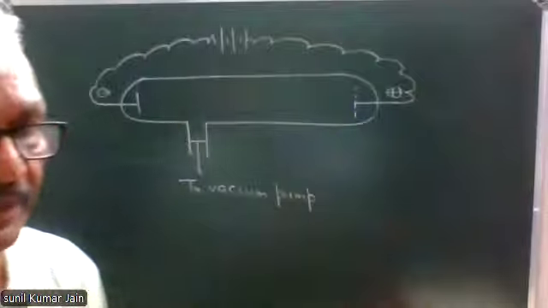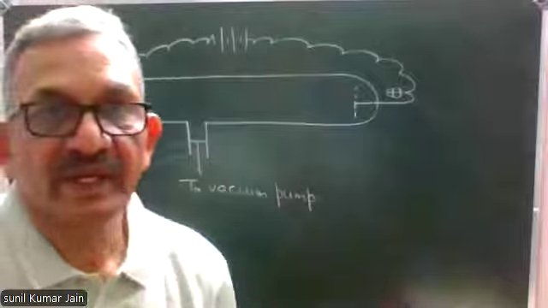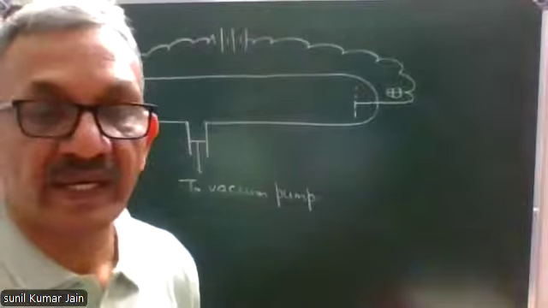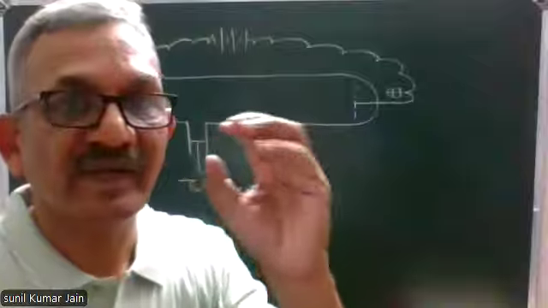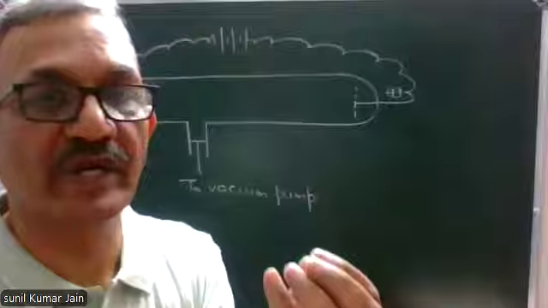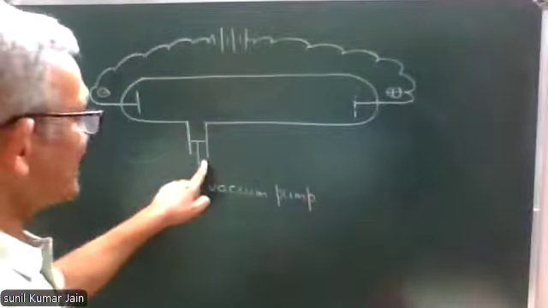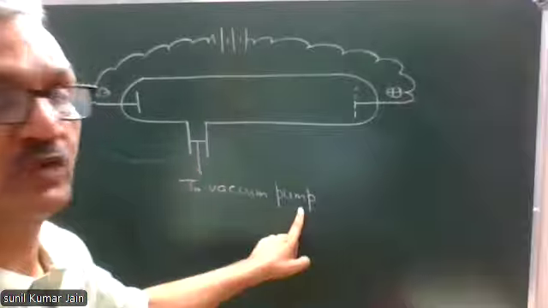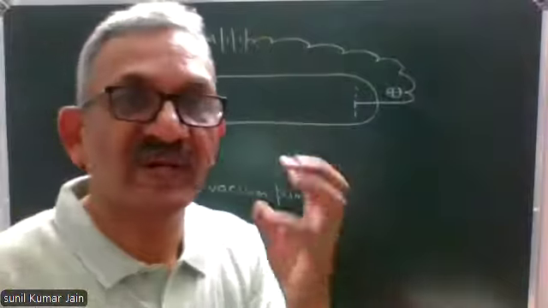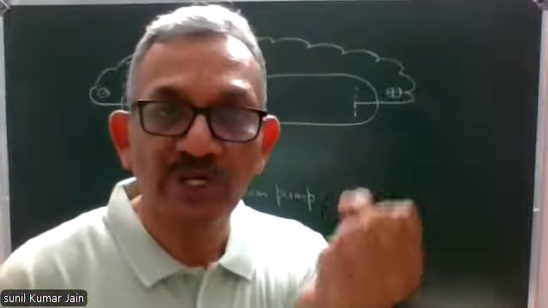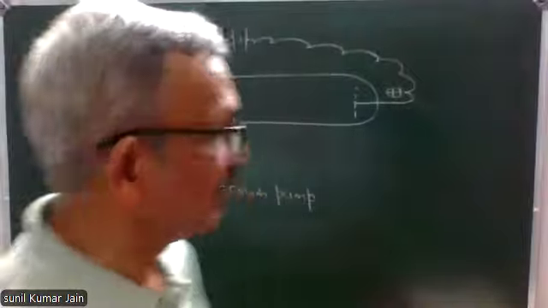Very simple diagram. Now see, I'll explain a bit, then I'll dictate. This is a long, very hard glass tube, which is called cathode ray tube. This tube has a side tube, and the side tube is connected to a vacuum pump. Because this tube is first filled with a gas, and with the help of vacuum pump, this gas is taken out so that the pressure of gas inside the tube decreases.